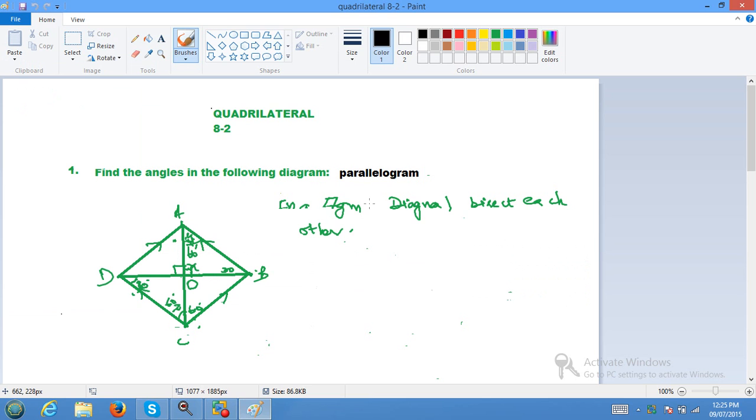Welcome to our next lesson in quadrilaterals. In this lesson we will find out some of the angles and properties of the parallelogram. First problem: find the angles in the following diagram. It's a parallelogram, given.